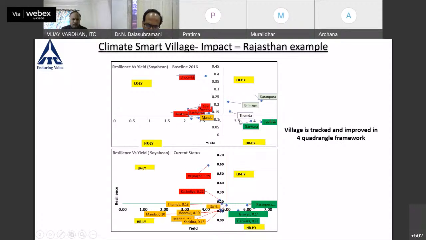So the way it happens is the villages are plotted in 4 quadrants of low resilience, high resilience, low yield, high yield. So these LR-LY, LR-HY, these are the ones in yellow color. These are the quadrants. Initially villages are plotted, and as the activity is rolled out, we keep measuring the movement. If we look at a 3-year period, there were 5 villages in the initial stage in the low resilience and low yield quadrant, of which only 2 were left towards the end of 2019. So this is how in a structured way villages are measured, and we see that they are becoming climate smart in various aspects.